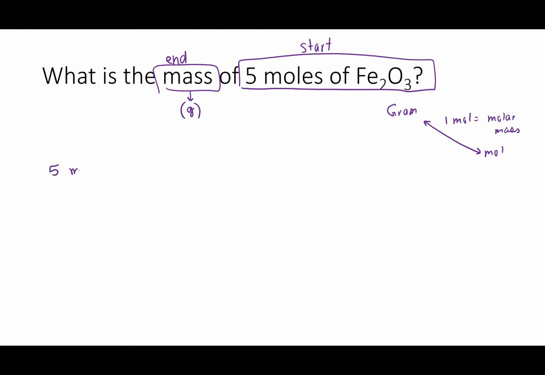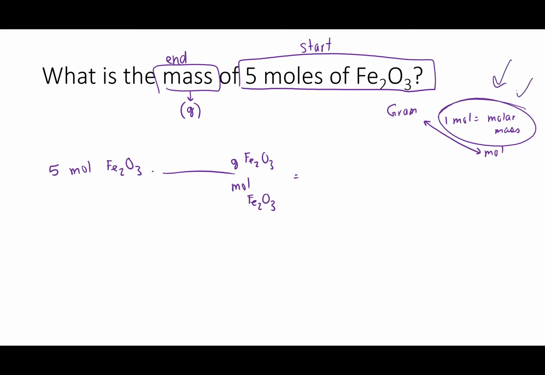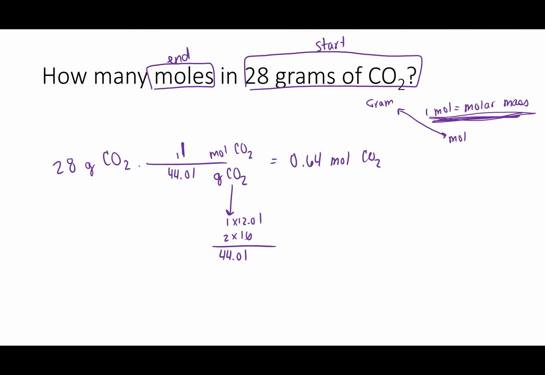So 5 moles of Fe2O3. Hopefully you know that that's iron 3 oxide. I do not want units of moles, so those unit goes to the bottom. Moles of Fe2O3. And I'm going to convert to grams of Fe2O3 on top. So again, mole island tells me that 1 mole is equal to the molar mass. So 1 mole, and my molar mass of iron 3 oxide, I have 159.69.